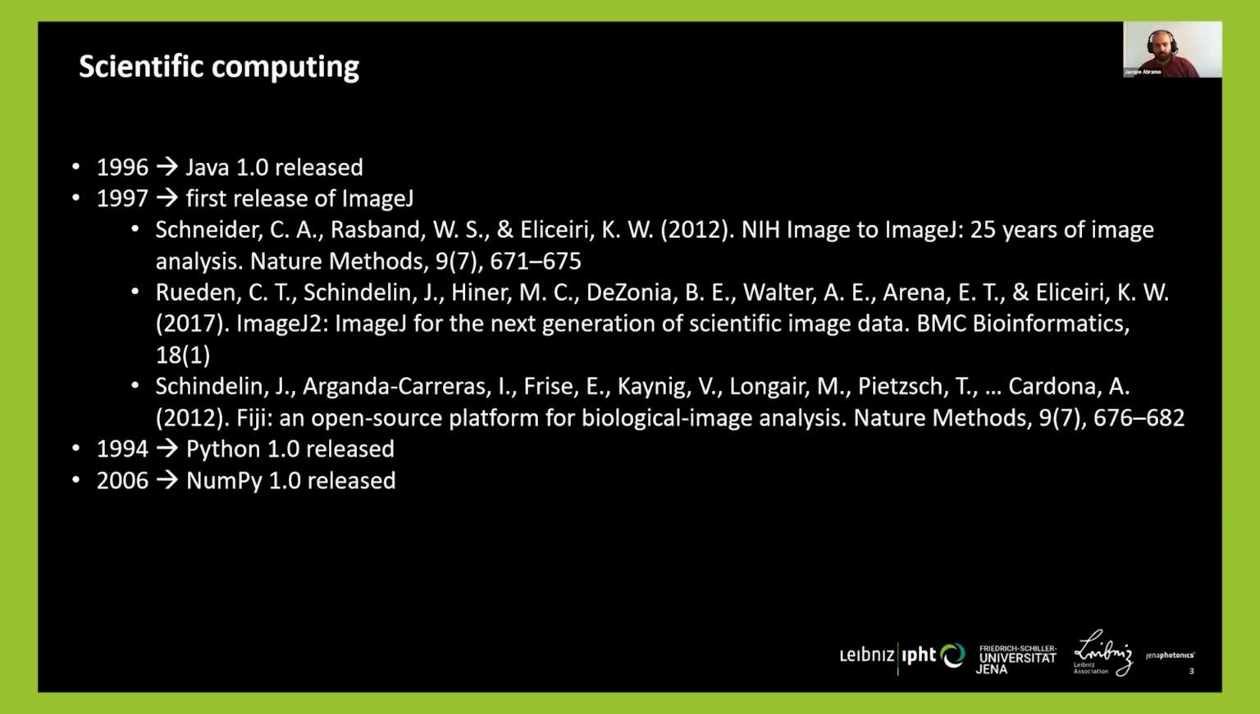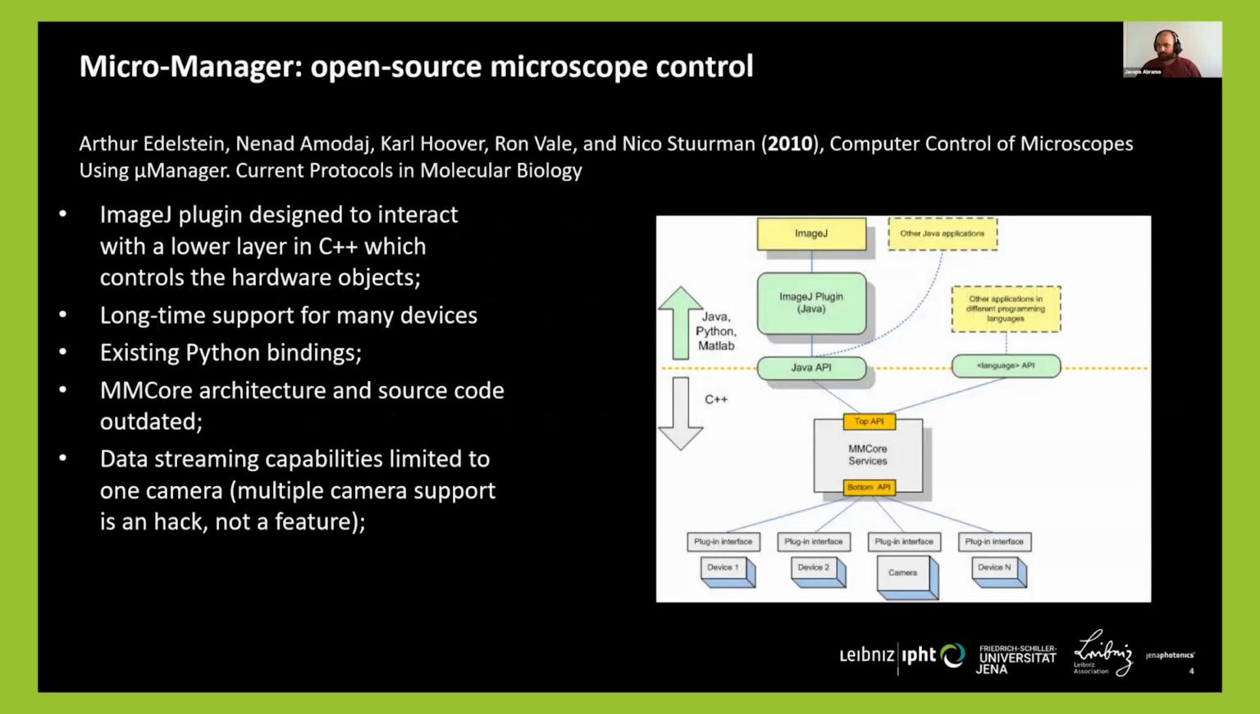It was followed by Python, with the first release of NumPy in 2006. But at this time, Java was still one of the most important languages for developing systems, and specifically in this case also what came next, which is Micromanager. It was born as a plugin for ImageJ in order to control microscopes using an open source environment, using C++ as a low-level interface to the drivers, while having a more high-level interface to these drivers via Java and ImageJ.